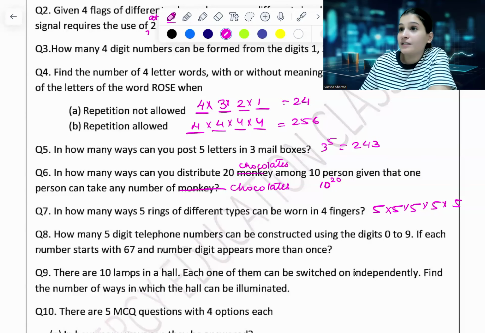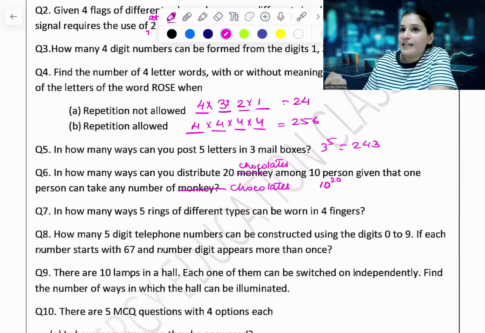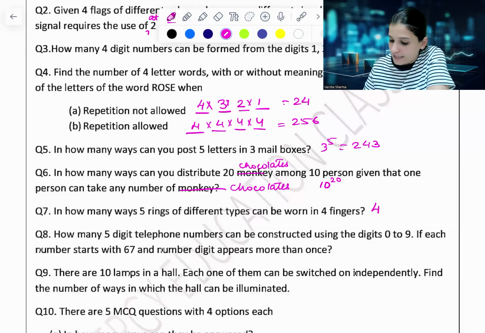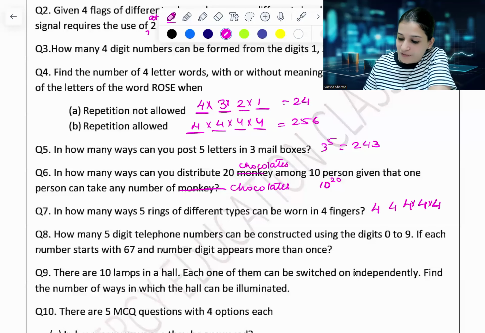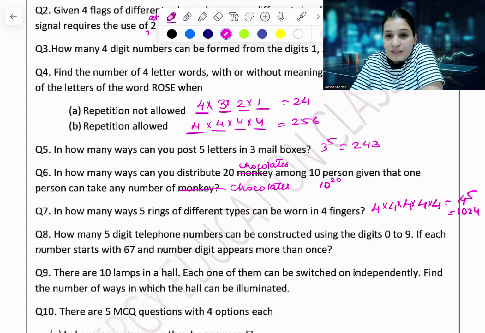Wait, the rings are 5, so mine is wrong. First ring, there are 4 fingers, no? So 4 options. Second ring, I can wear it on any one of the 4 fingers. So second, 4 options. Third ring, again, 4 options. So 4 power 5. None of you corrected me. So 1024.